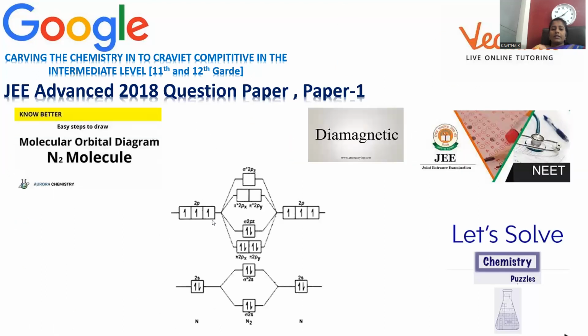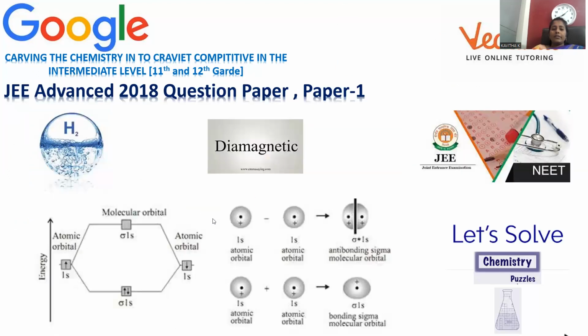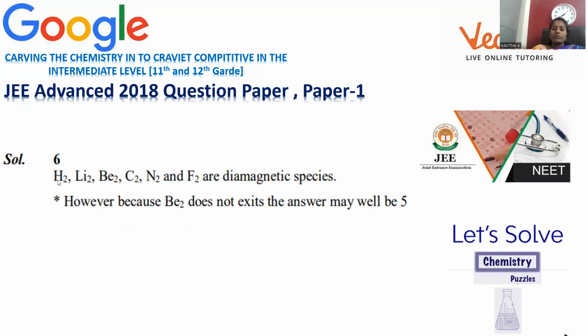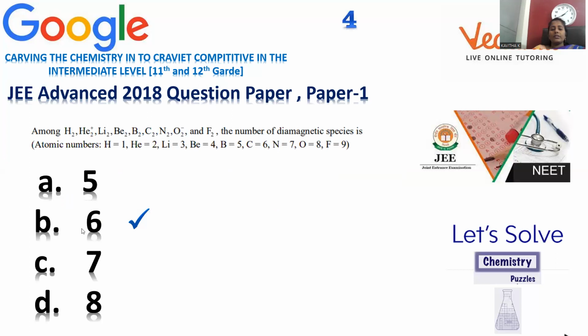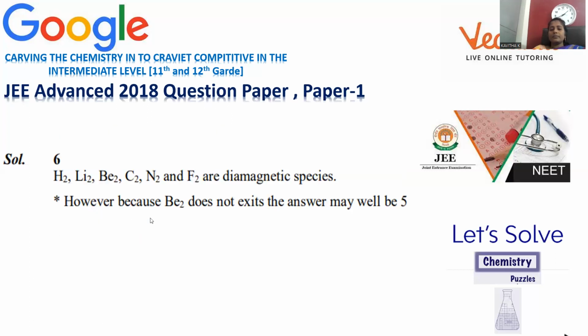By this, we completed the entire one. Let me repeat once again. Hydrogen is diamagnetic, lithium 2 is diamagnetic, beryllium 2 is diamagnetic, carbon 2 is diamagnetic, nitrogen 2 is diamagnetic, fluorine 2 is also diamagnetic in nature. If you count all these, 6 is the number. For question number 4, B is the correct option.